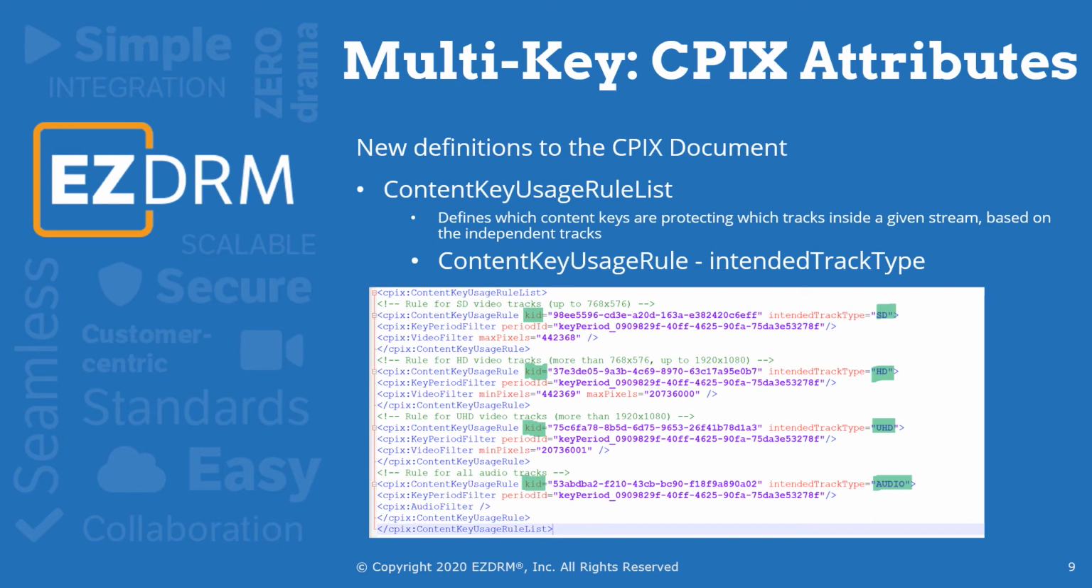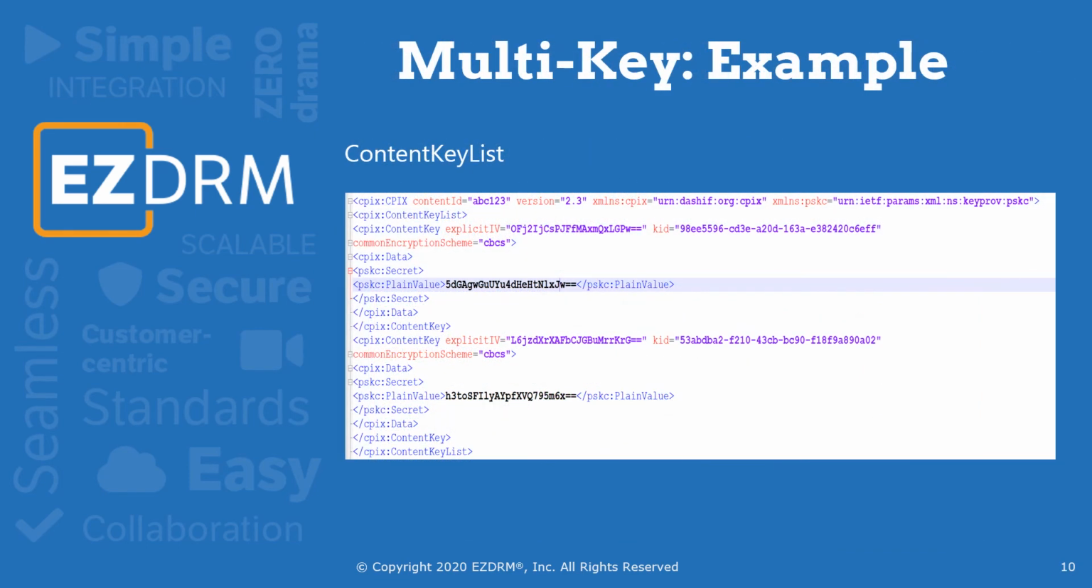Once we have that listed at the top of the document, the next part of the document is what's called the content key list. So in the content key list, like we had in the single key, of course, we have a key ID. Let's highlight that in orange. We have a key ID, but this key ID is unique from any other key ID being listed here. This key ID on the second key pair is also different.